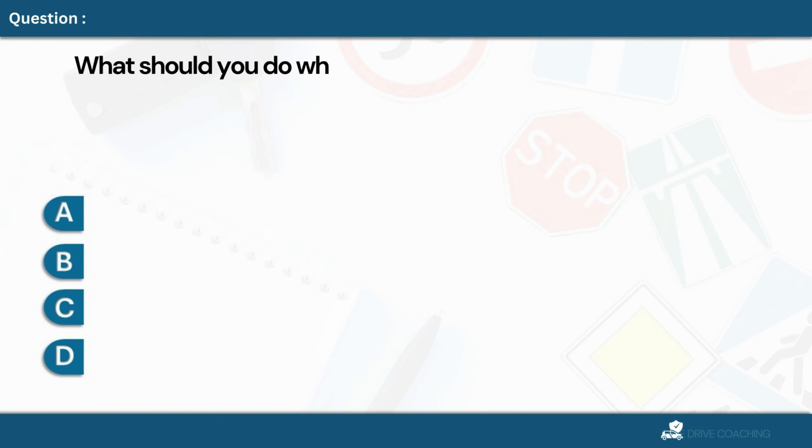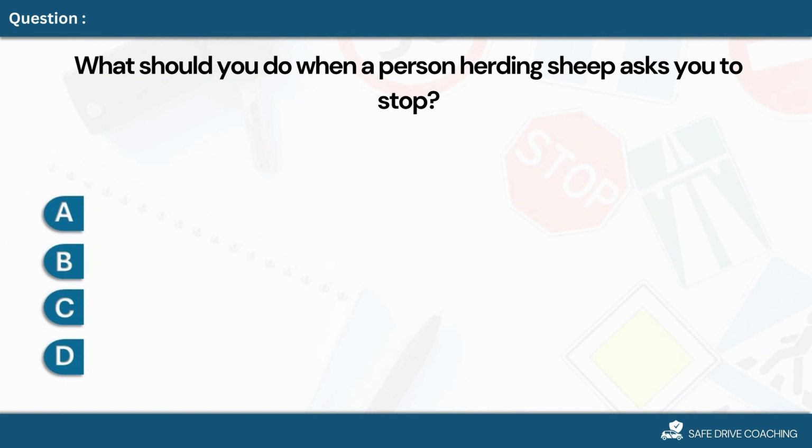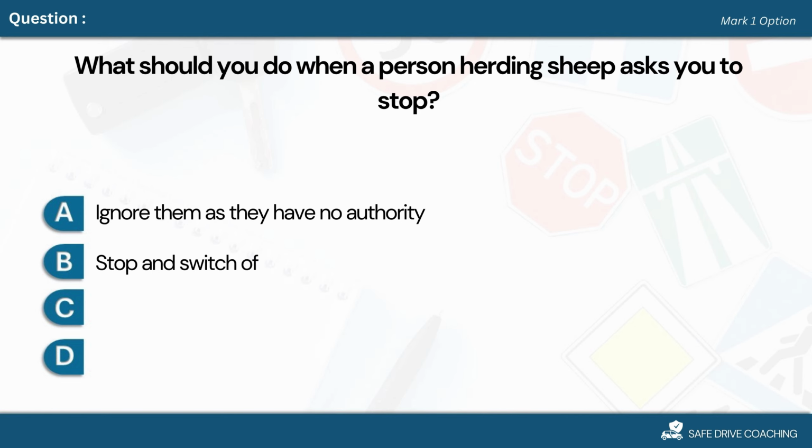What should you do when a person herding sheep asks you to stop? A. Ignore them as they have no authority. B. Stop and switch off your engine. C. Continue on but drive slowly. D. Try to get past quickly.